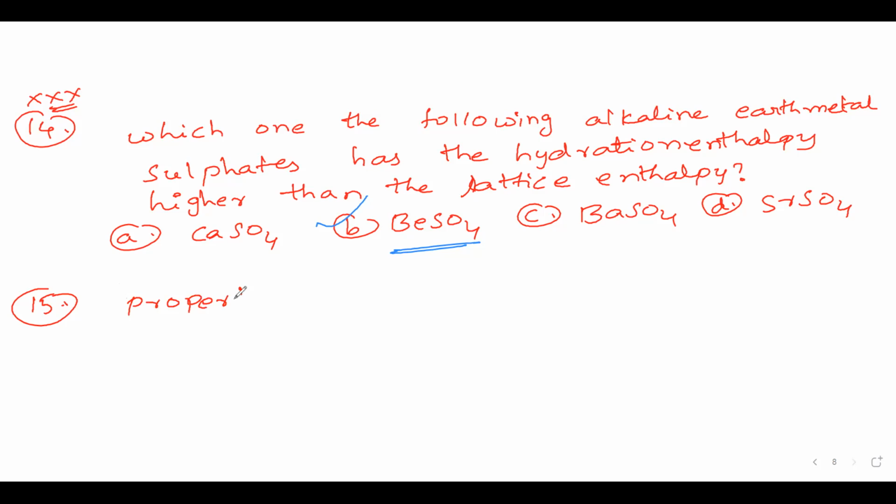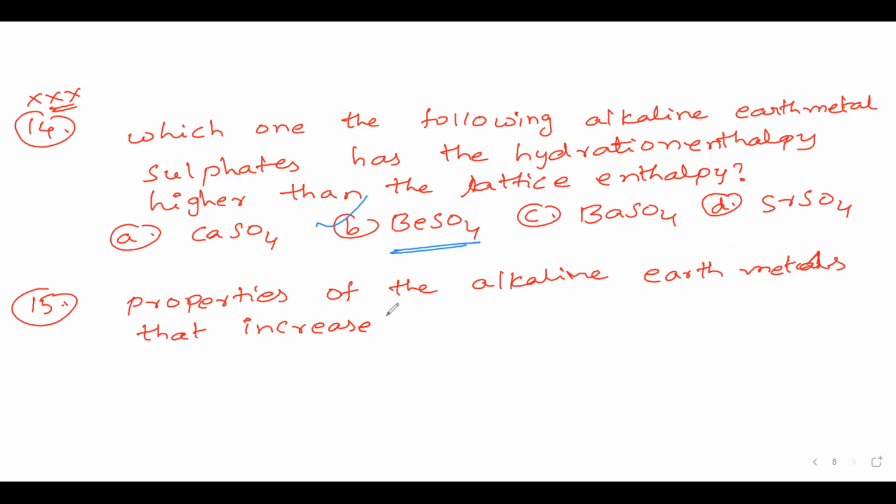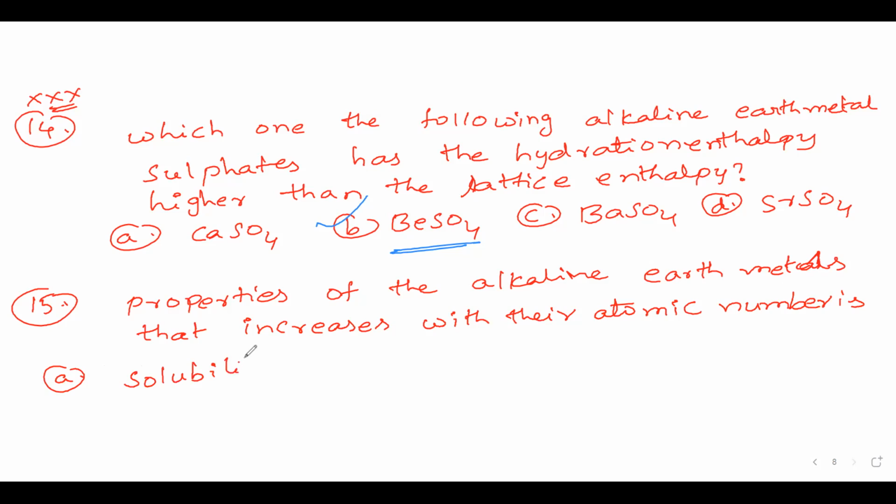This is NEET 2010 question again. Properties of the alkaline earth metals that increase with their atomic number is, option A, solubility of their hydroxides in water.